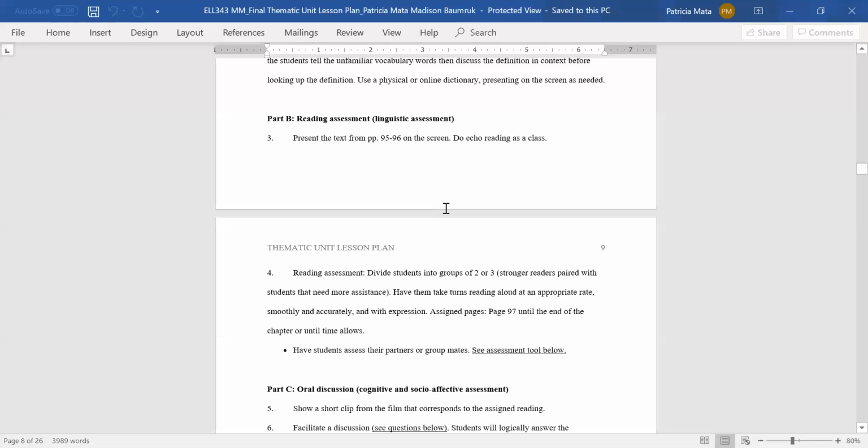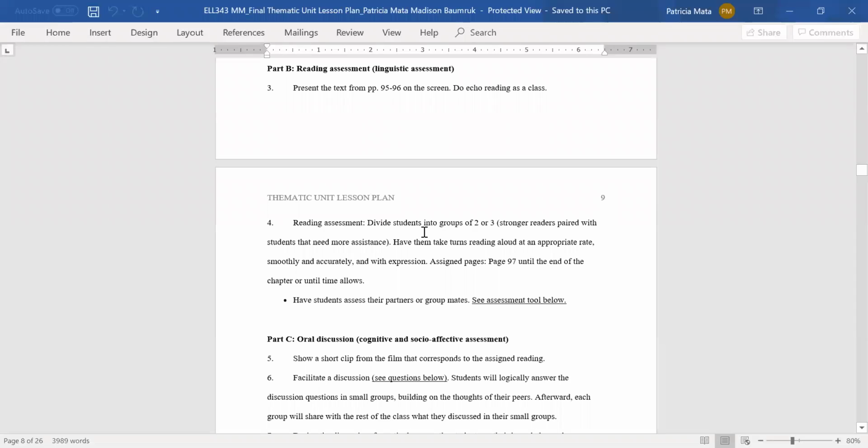And then after doing an echo reading, you would be dividing the students into groups of 2 or 3. So you want to pair the stronger readers with the readers that may need more assistance. Have them take turns reading aloud at an appropriate rate, smoothly and accurately, and with expression. So they would be reading page 97, and then have them continue until the chapter ends or until time allows. So you can have them take turns reading either paragraphs or pages based on your preference.